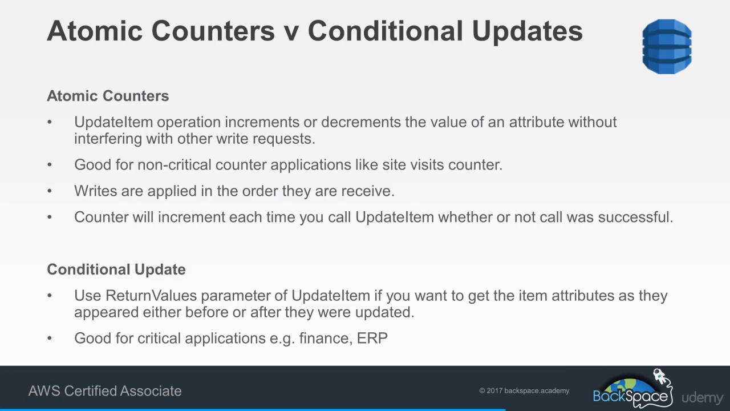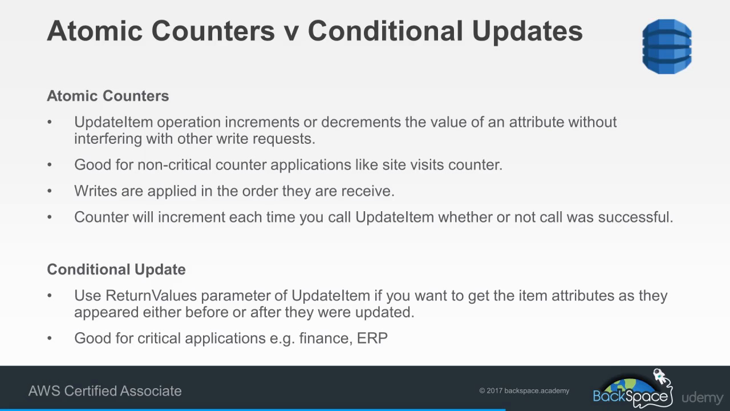It's not critical. Basically the way they work is that you would do an update item operation, and that would increment or decrement the value of an attribute without interfering with any other write requests. You're sending that out and getting a response straight back, and it just does what it's got to do without holding up your application. So it's a very quick way of saying, update this counter or decrement this counter, and then you move on. So it's good for non-critical counter applications like a visits counter.